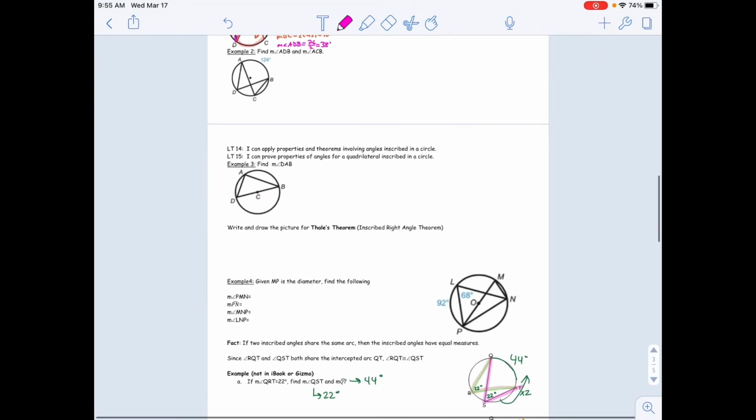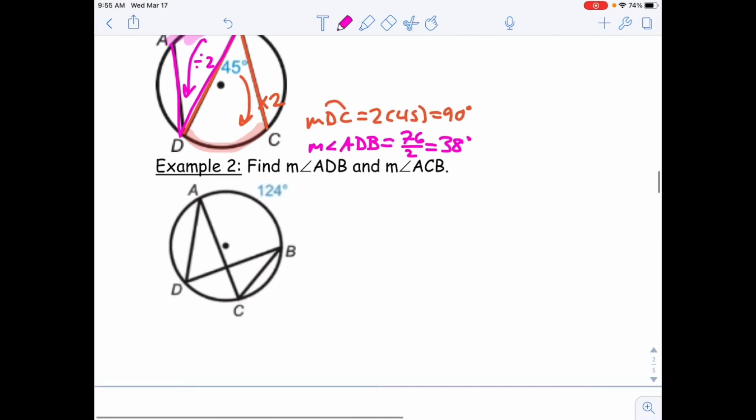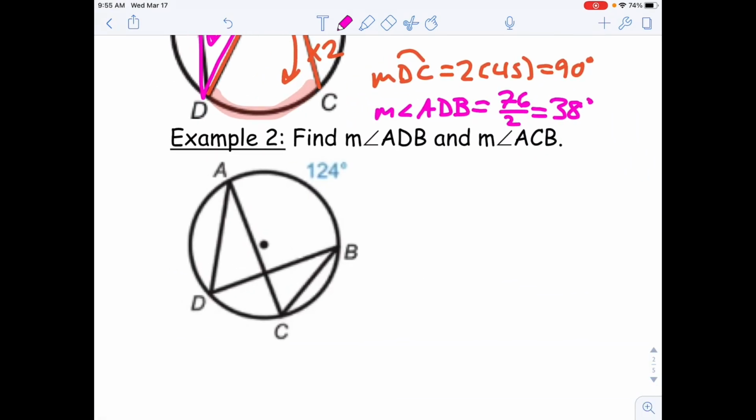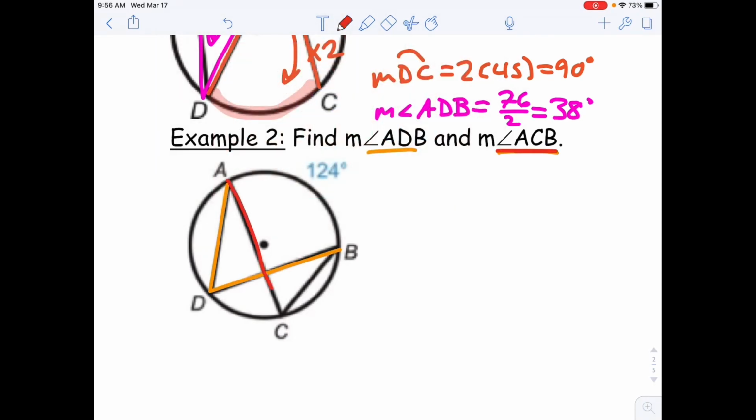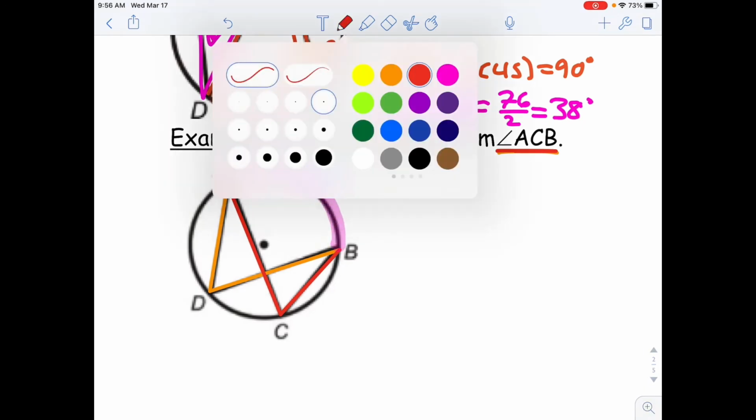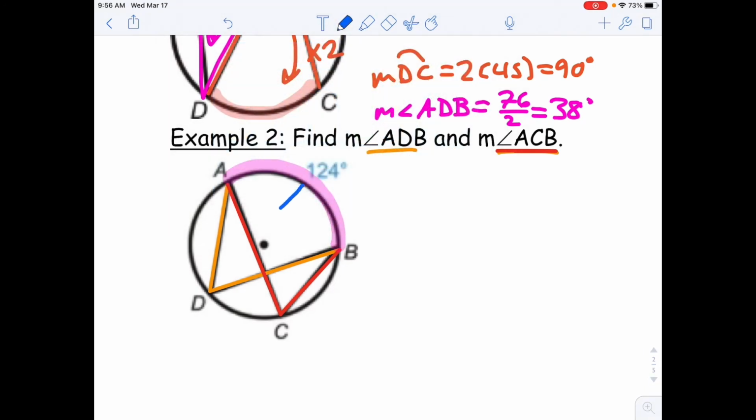All right, cruising right along. Now I need the measure of angle ADB. So something to notice too, ADB, ACB, realize that these angles, let's do it like this. Both these angles are intercepting the same arc. They're both inscribed angles, and they're intercepting the same arc. That means that to find both of them, I'm just going to divide by 2.